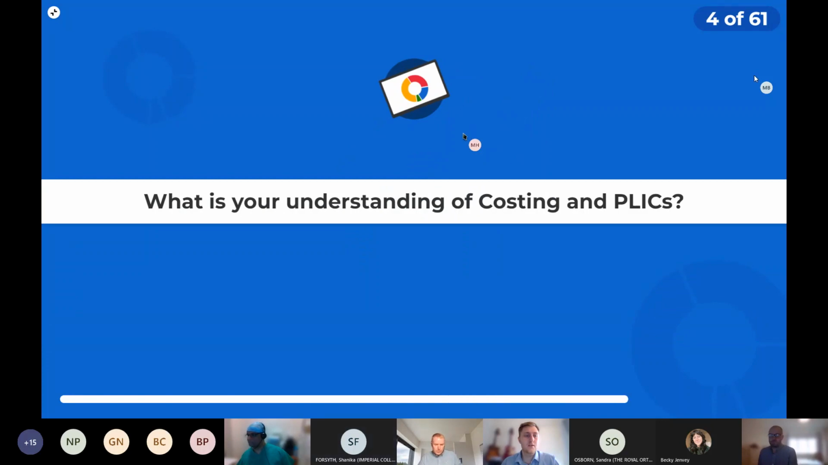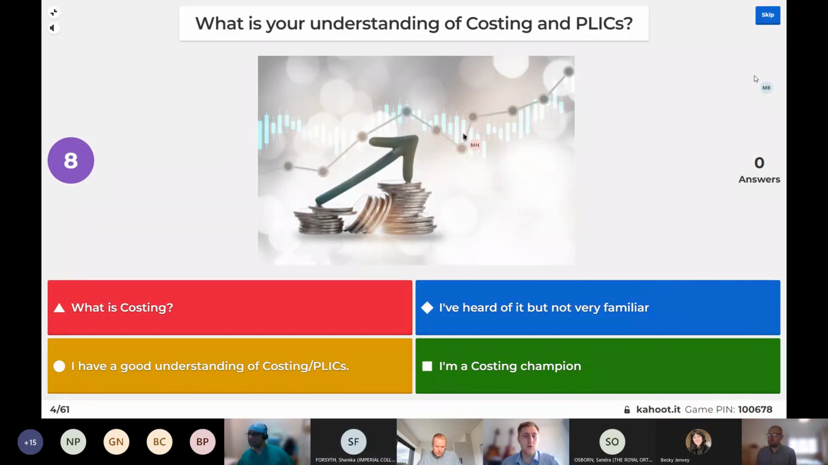So to start off, we're going to have a quick poll to see what everyone's current understanding of costing and PLICS is. So if you can use your mobile phone and just select which of the 4 options best reflects your current knowledge of costing.